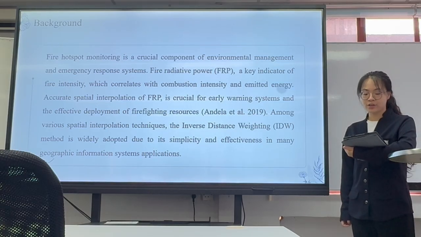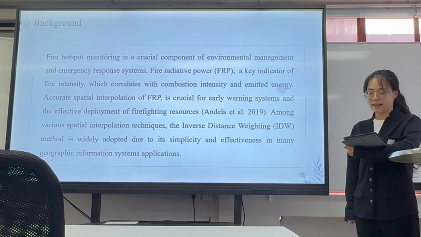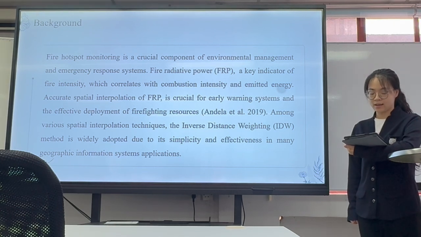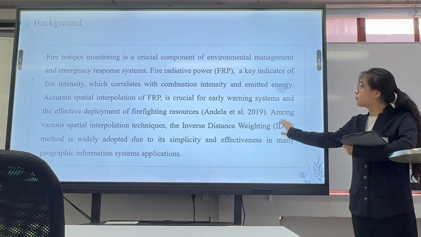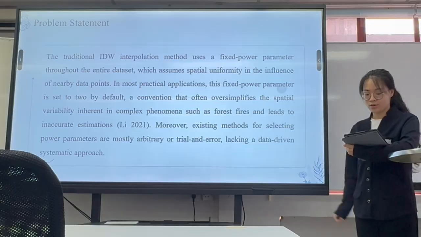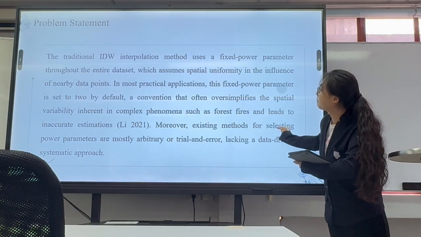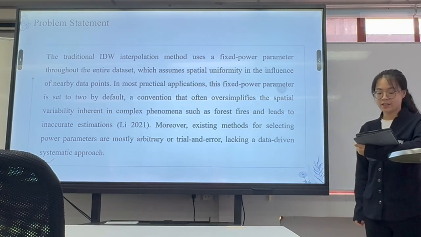Among various spatial interpolation technologies, the inverse distance weighting method is widely adopted due to its simplicity and effectiveness in many geographic information system applications. Then let's dive into the challenge of the research.